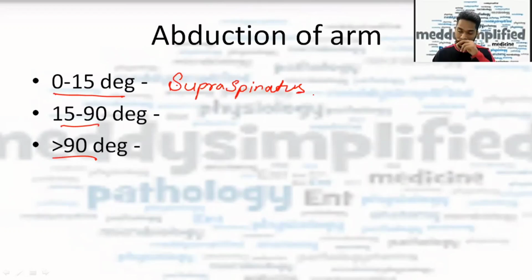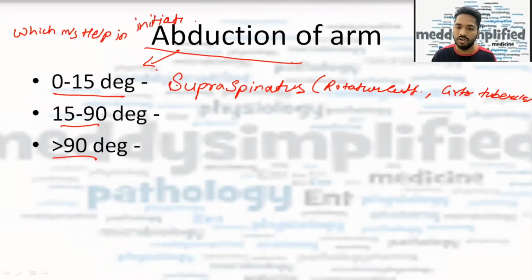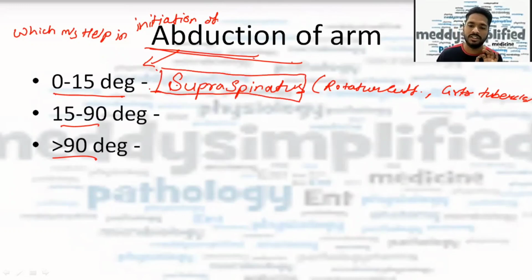Supraspinatus. What we know till now about supraspinatus is that it is a part of the rotator cuff, right? It gets inserted at the greater tubercle, and it helps in abduction of the arm. How much? 0 to 15 degrees. So if there is a question, which muscle helps in initiation of abduction of the arm? The answer should be supraspinatus, right? So supraspinatus is an initiator, which helps in initiation of the abduction of the arm.